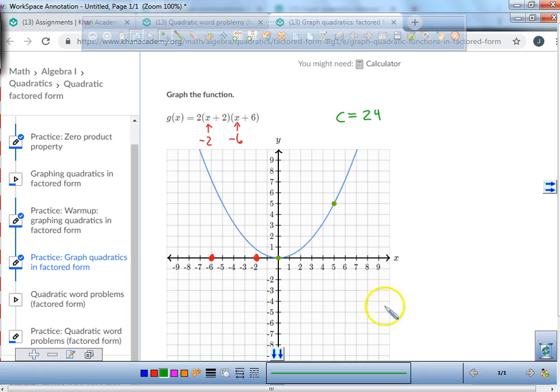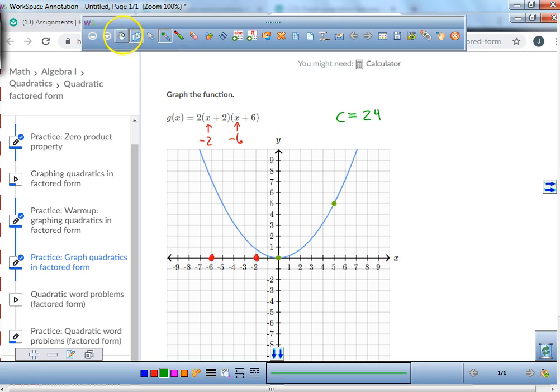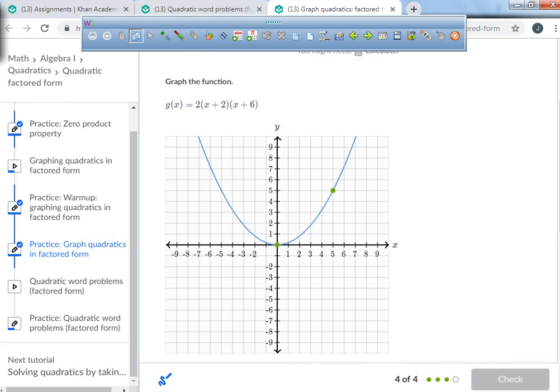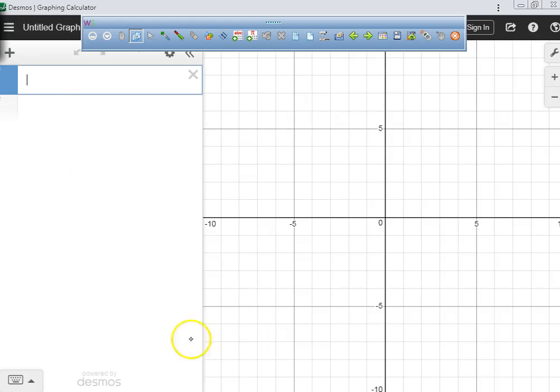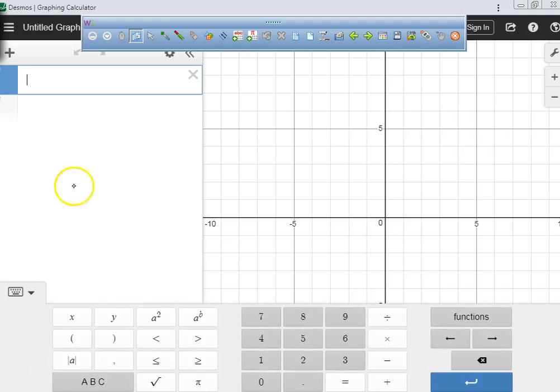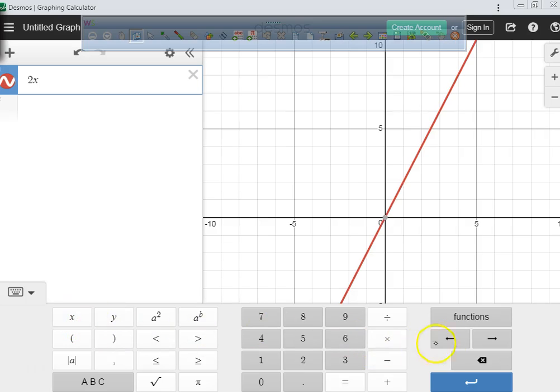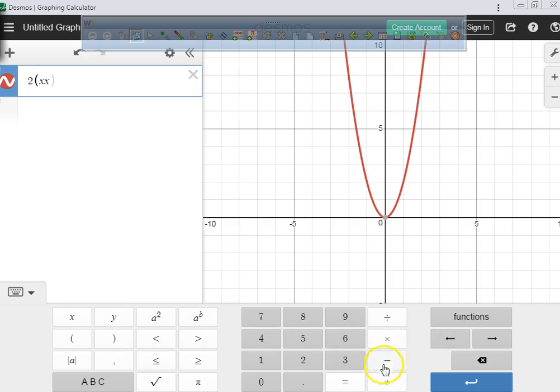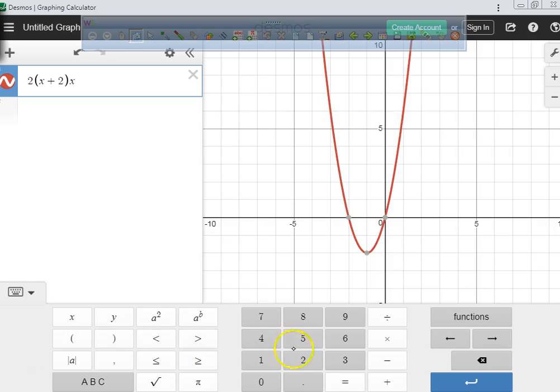What we're going to do is go to Desmos, because that's something you're allowed to use. We're going to type it in right now. So I'm going to go over here and type it into Desmos. You don't even have to do y equals. So I'm just going to do 2, parentheses, x plus 2, and then open parentheses, and I'll just put in x plus 6.